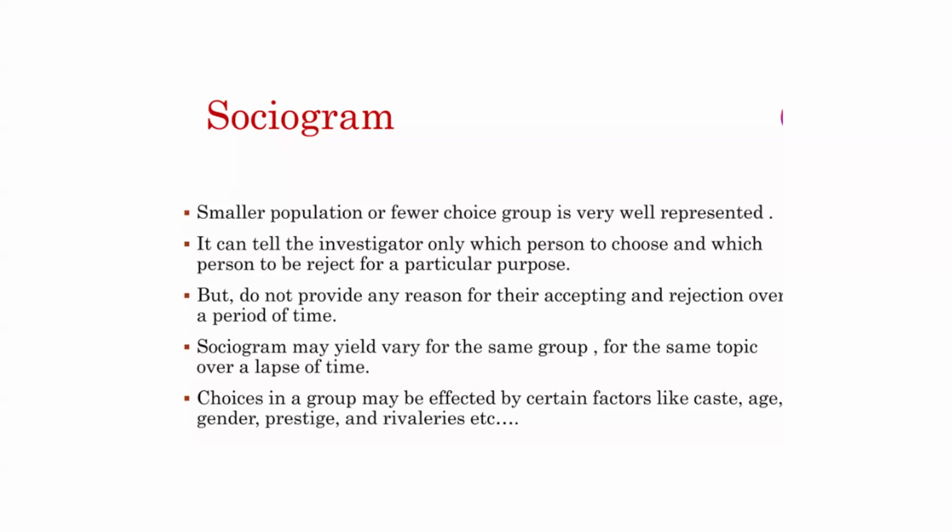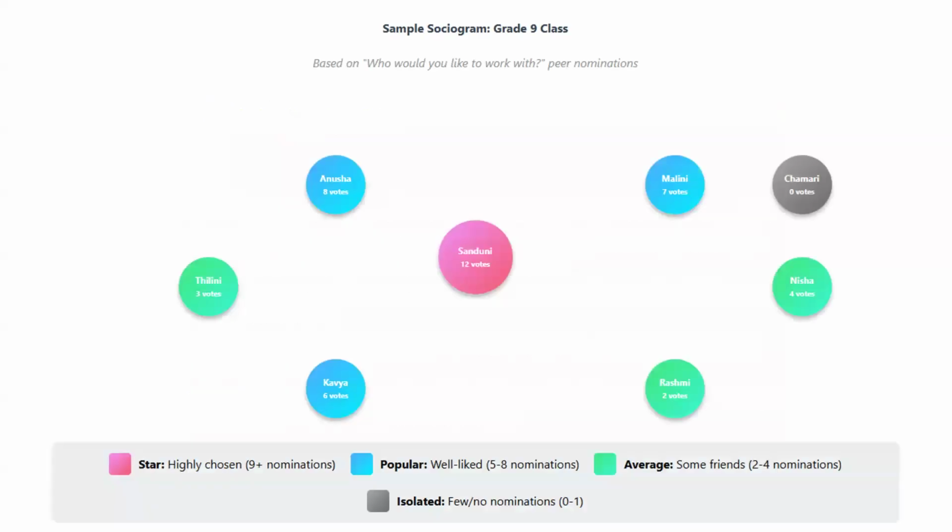A sociogram may vary for the same group, for the same topic, over time. Choices in a group may be affected by certain factors like caste, age, prestige, and prevalence. So, in social groups that matter. Here, see a grade 9 sociogram.